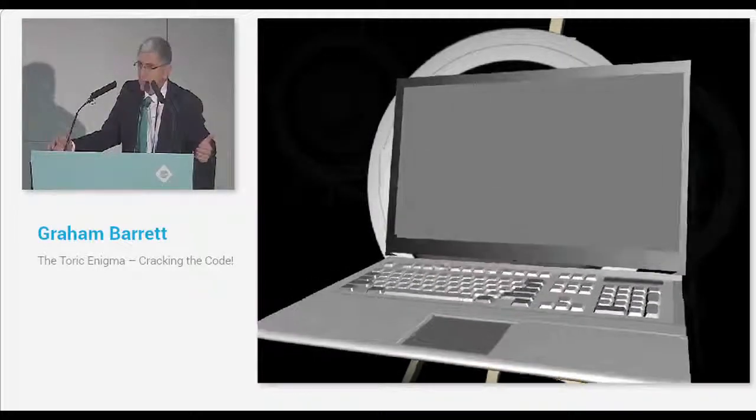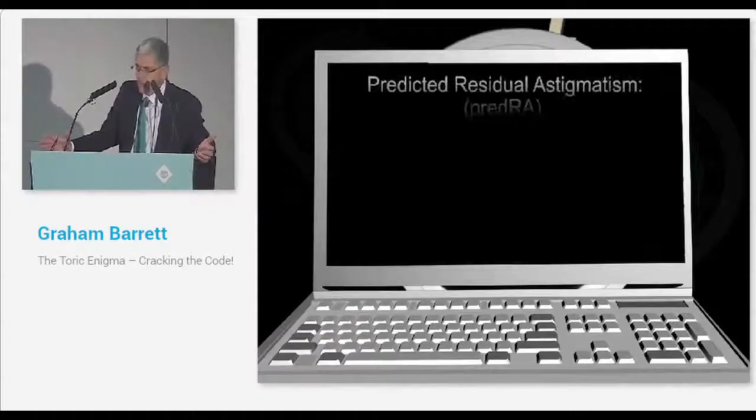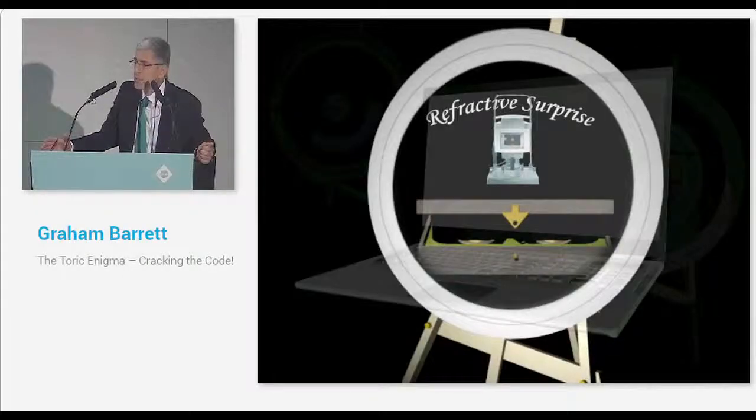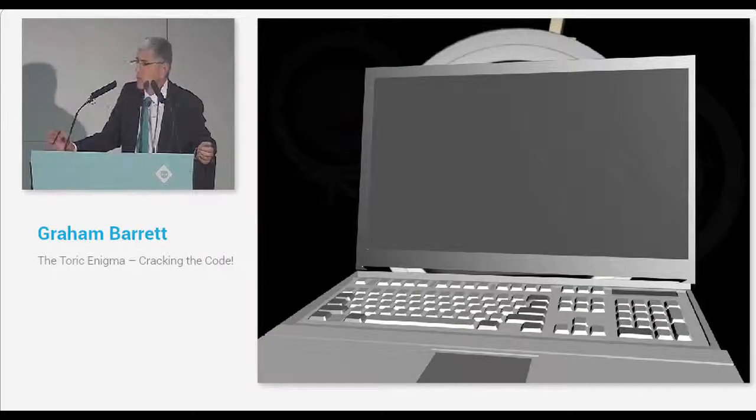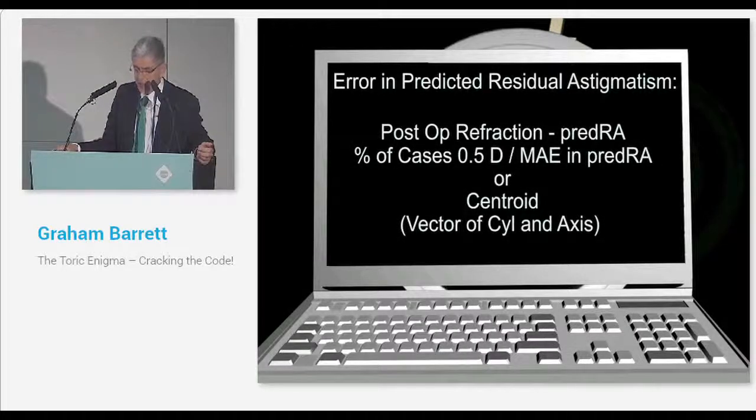You need some terminology, and the first term I'd like you to think about is predicted residual astigmatism. This is what you predict to occur for your patient. It's simply the sum of the assumed or predicted toric cylinder power at the corneal plane plus the predicted corneal astigmatism from the measured K in the formula. It's that sum that helps you predict your residual astigmatism, and the error is simply then the difference between the post-op refraction and your predicted residual astigmatism.